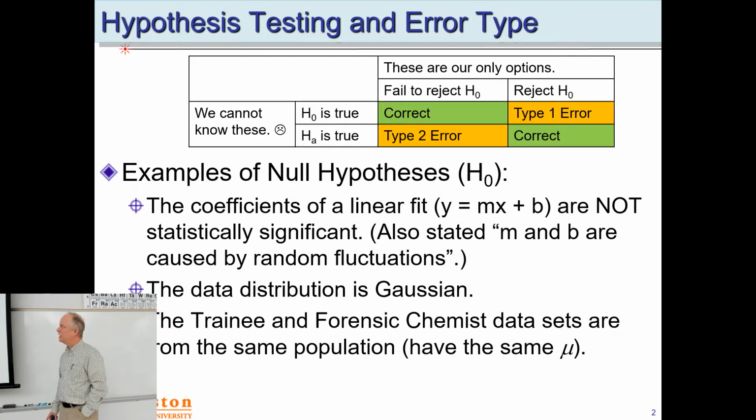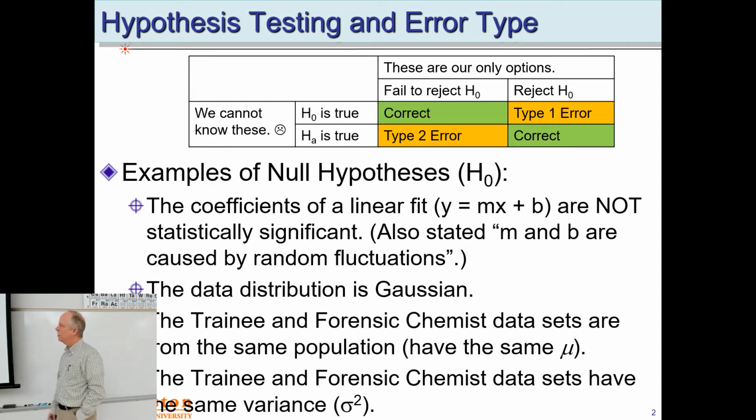The trainee and forensic chemist data sets are from the same population. So we've taken our standard, we've made up some stock solutions, and we've taken aliquots out of that. And so we've given samples to the trainee and samples to the forensic chemist, and our null hypothesis is that they're from the same population, and so they should have the same mean answer. Each analyst is going to get different results every time they analyze it, but the mean of both of those should be the same. So that would be our null hypothesis, that the means of the two data sets are the same. Another way to say that is that the data sets are from the same population, so they have the same mean.